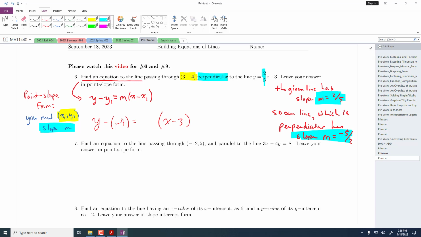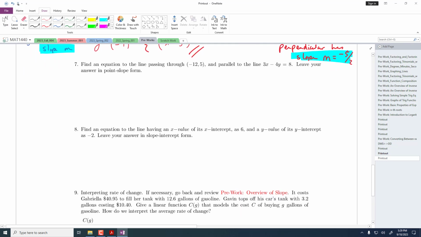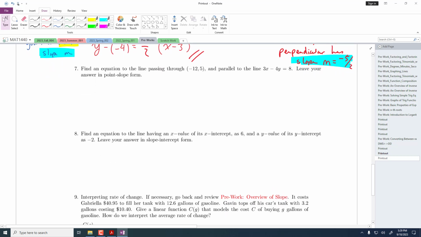Okay, so we're ready to finish this out because we've just determined that our slope needs to be -5/2. And there we've answered the question. Because I asked you to leave your answer in point slope form, that's good enough, and we can move on. So folks, what I'd like you to do is go ahead and answer number 7 and number 8. So pause the video, answer those two questions, and I'll see you for number 9.